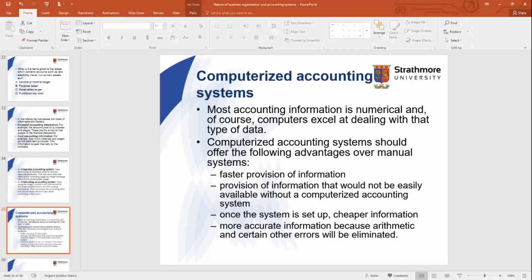There is information that would not be easily available with a manual system, but is available with a computerized accounting system. More information might be available to you. You have access to, let's say, a richer source of information. For example, if you want to do a data analysis, it's possible if you have a computer system.